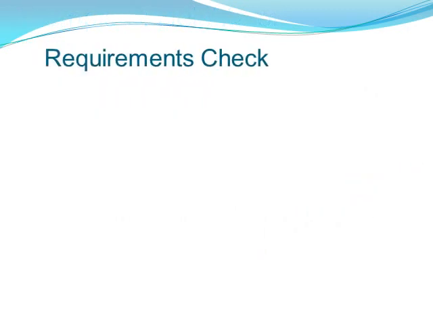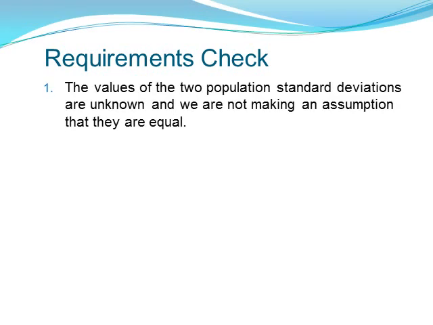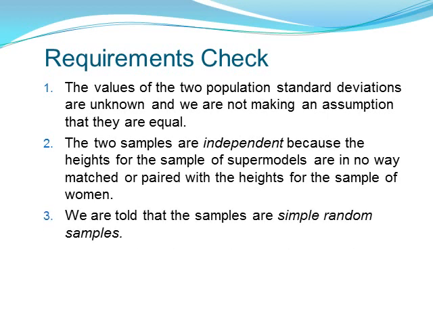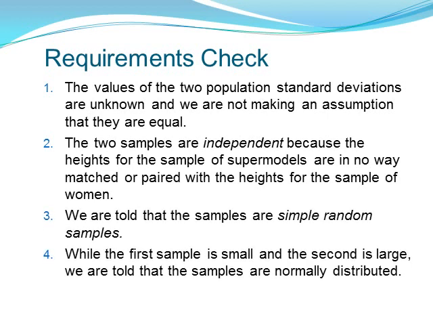Next we do a requirement check for the hypothesis test. First, the values of the two population standard deviations are not known, and we are not making an assumption that they are equal. Second, the two samples are independent because the heights for the sample of supermodels are in no way matched or paired with the heights for the sample of women. Third, we are told that the samples are simple random samples. And fourth, while the first sample is small and the second is large, we are told that the samples are normally distributed. So the requirements for the hypothesis test are satisfied.